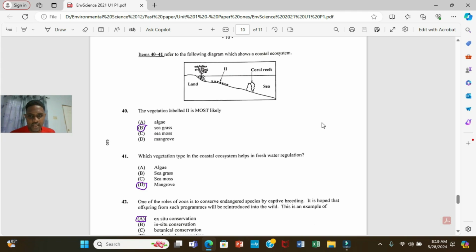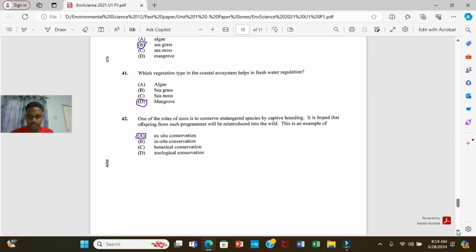Vegetation label 2 is most likely seagrass. And number 41, which vegetation type in the coastal ecosystem helps in freshwater regulation? And the answer is D, mangrove. 42, one of the roles of a zoo is to conserve endangered species by captive breeding. It is hoped that offspring from such programs will be reintroduced into the wild. This is an example of A, ex situ conservation.